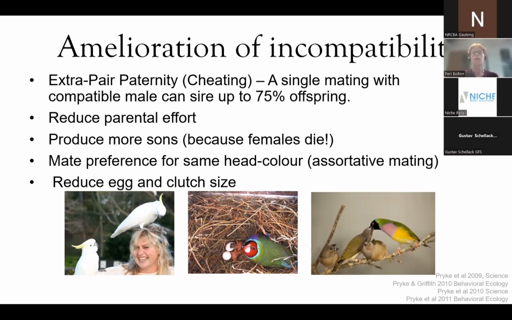They also, if they don't have some of these options, will reduce their parental effort. They will reduce egg and clutch size as well. They'll produce more sons because more females die. A lot of animals have the ability to manipulate their sex ratio. And they found that even accounting for the female mortality, they are producing more males statistically than they should be. And given the choice, they're going to mate with the same head color again. If they can avoid all of these other things that we just talked about, they can choose to mate with their own head color. They'll do that.